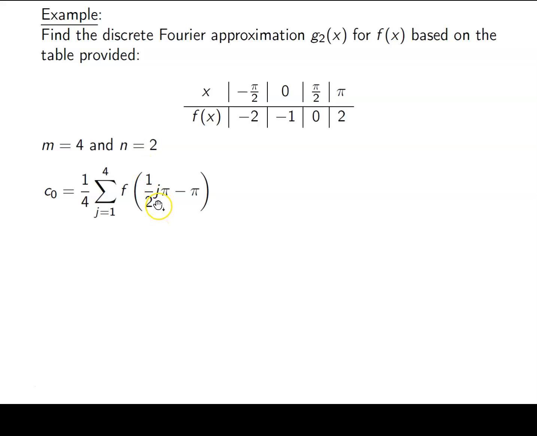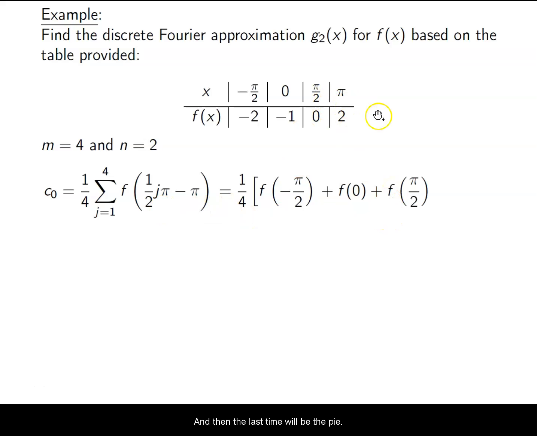So my first term is I am plugging in 1/2 times 1 times pi. So 1/2 minus pi is negative pi over 2, right? So 1/4 times f of negative pi over 2. The next term is 2 over 2, because j is 2, so that's pi minus pi, or 0. So plus f of 0. Then the next term is 3 over 2 minus pi, so that leaves me with pi over 2. And then the last term will be pi, right? All I'm going to do is substitute these values.